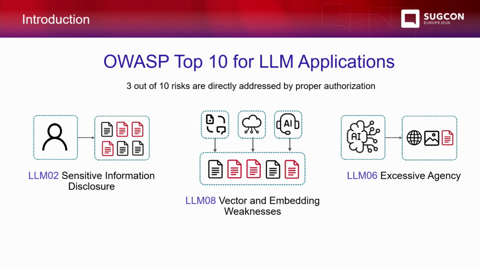And the last one is vector and embedding weaknesses. Vector databases don't have any access controls because they're just not designed for this. Any query to your vector database returns any results. And these vulnerabilities are real and they're happening now. It's just a matter of time before you face it. But all of them can be solved by proper authorization. And that is what we are building today.